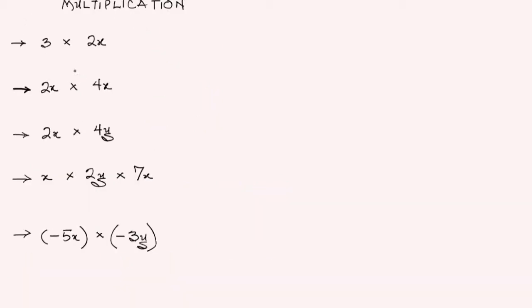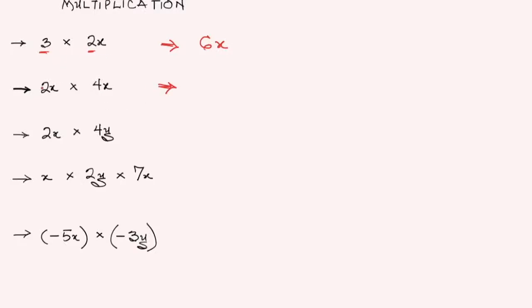So the next thing we'll be doing is multiplication. Unlike addition and subtraction, when we are multiplying, we can multiply all terms, whether they are like or unlike. So in this case, for example, 3 multiplied by 2x is going to be equal to 6x. So what we do is we multiply the numerical part of the expressions, and we multiply the algebraic part of the expressions as well, if it exists, such as in the next question here.